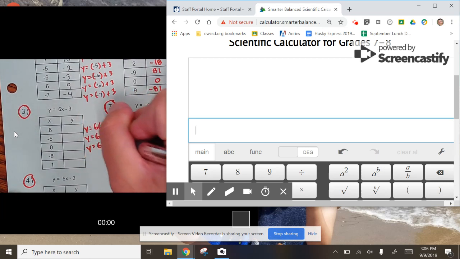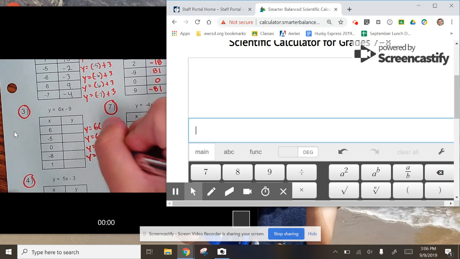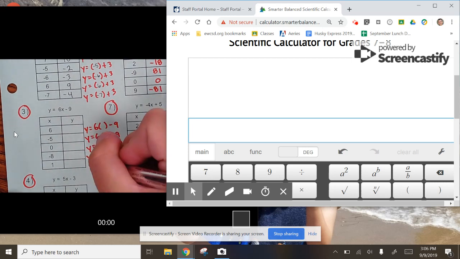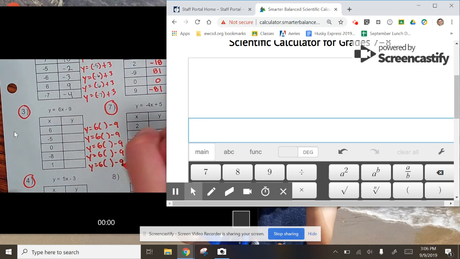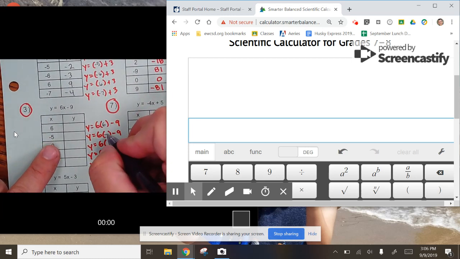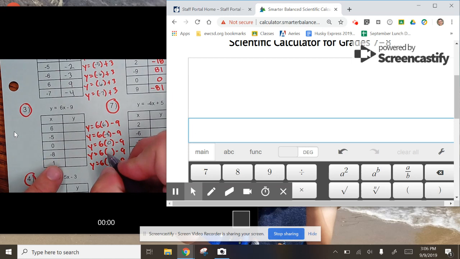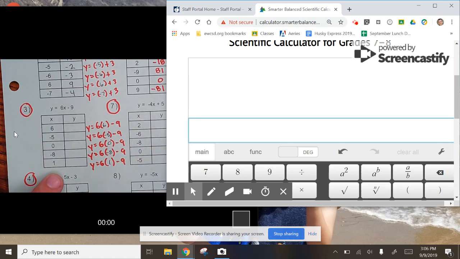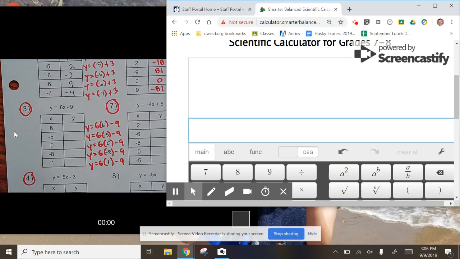Y equals 6 space -9. This is just going to help you keep yourself organized. And then go ahead and insert what's going to be there. It's going to be 6, -5, 0, -8, and 1. And now what I would do is set it up in the calculator. You're just going to see how easy this is to set up.